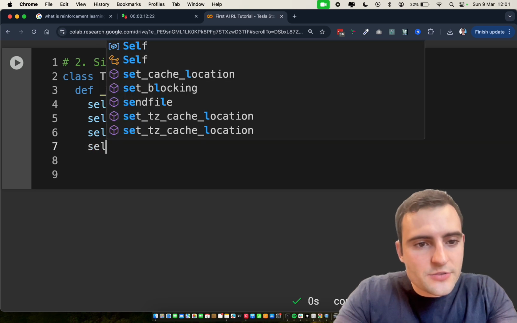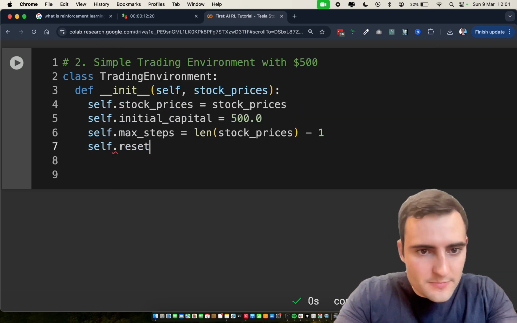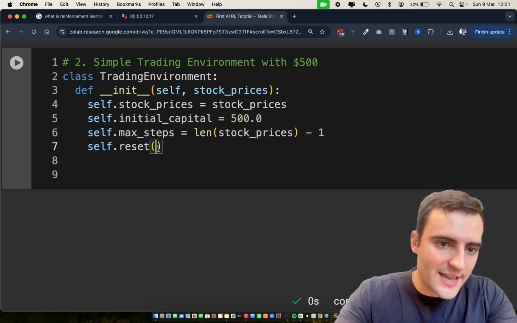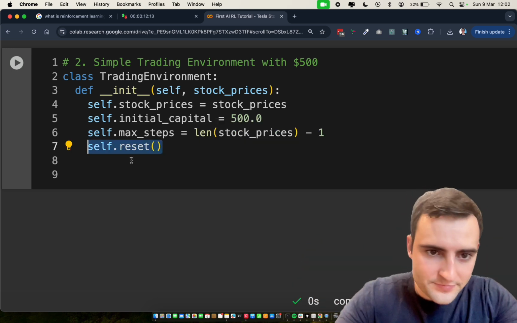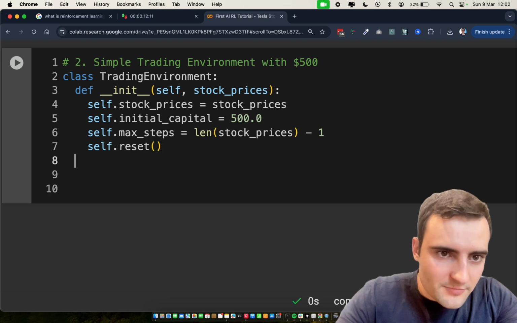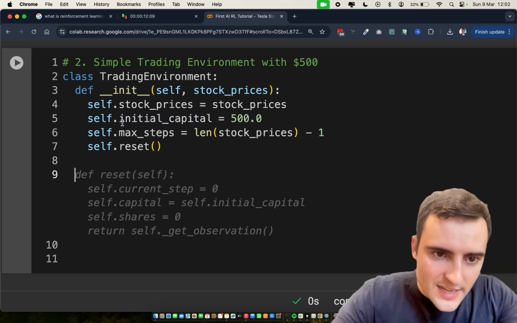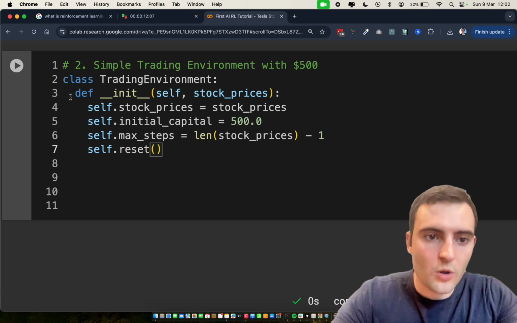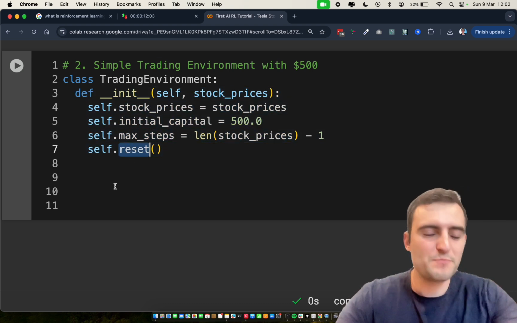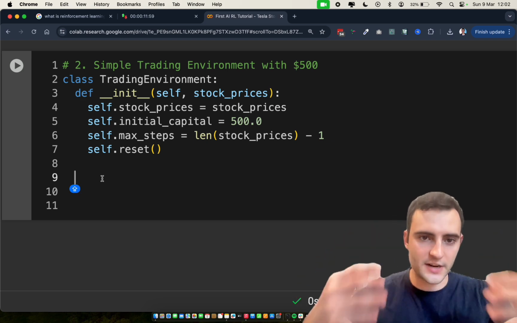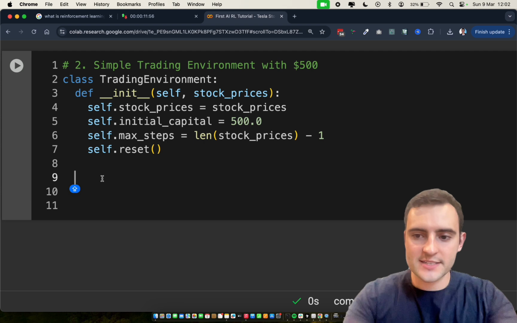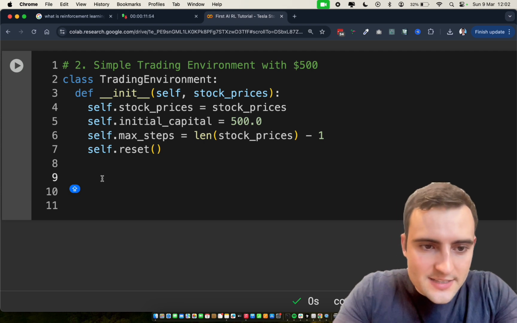And the last thing we're going to do here is self.reset. Basically, all this is doing is saying, if I create a new environment, I want the old one to reset. So there we go. That is our first function here. And this defines all of the defaults of stock prices, capital, max steps, and reset, but it's not really doing much, right? So let's start to define other functions within this environment that will help us create this reinforcement learning environment.